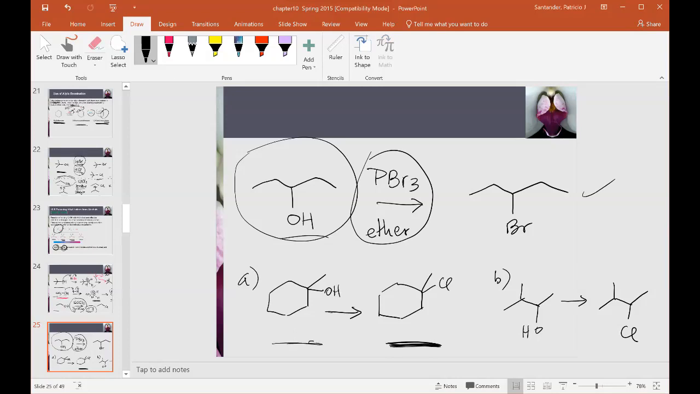So before we go, how could you prepare this particular chloride starting from this alcohol? I need to look at what kind of substitution I have here. This is a tertiary alcohol. Because it's a tertiary alcohol, I can use HCl. How about in the second reaction? Here I have a secondary alcohol, right? So I cannot use HCl. So what will be the reagent of choice? It will be SOCl2 and pyridine.